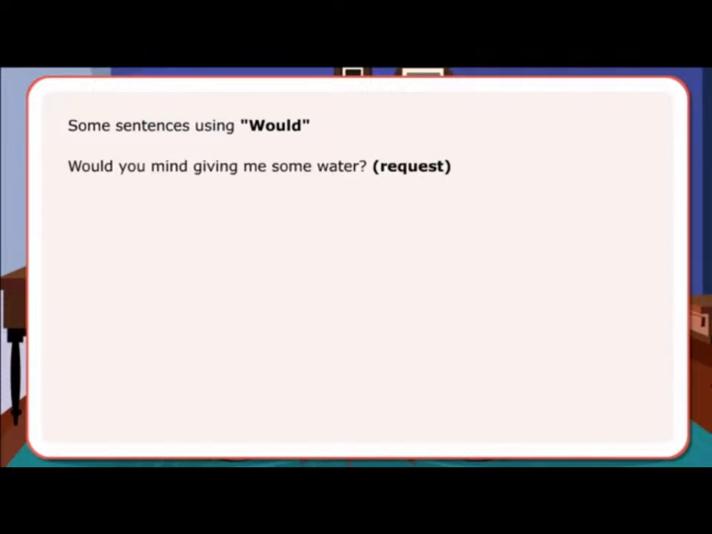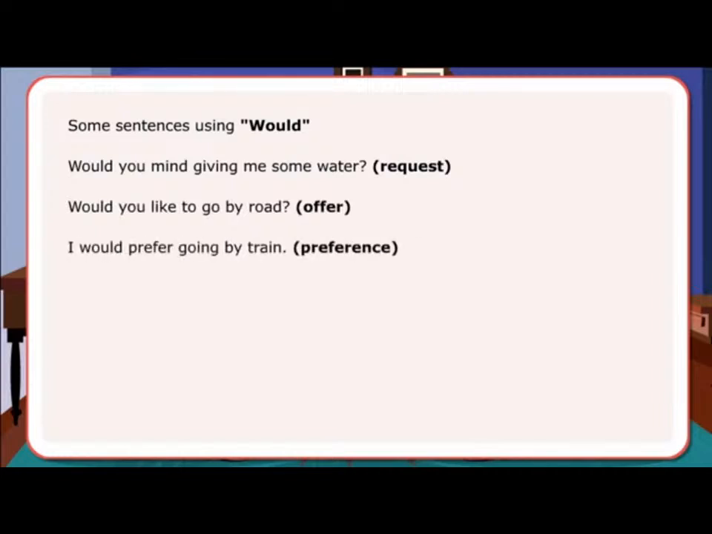Some sentences using would. Would you mind giving me some water? Request. Would you like to go by road? Offer. I would prefer going by train. Preference. I would rather read a novel than gossip. Choice.